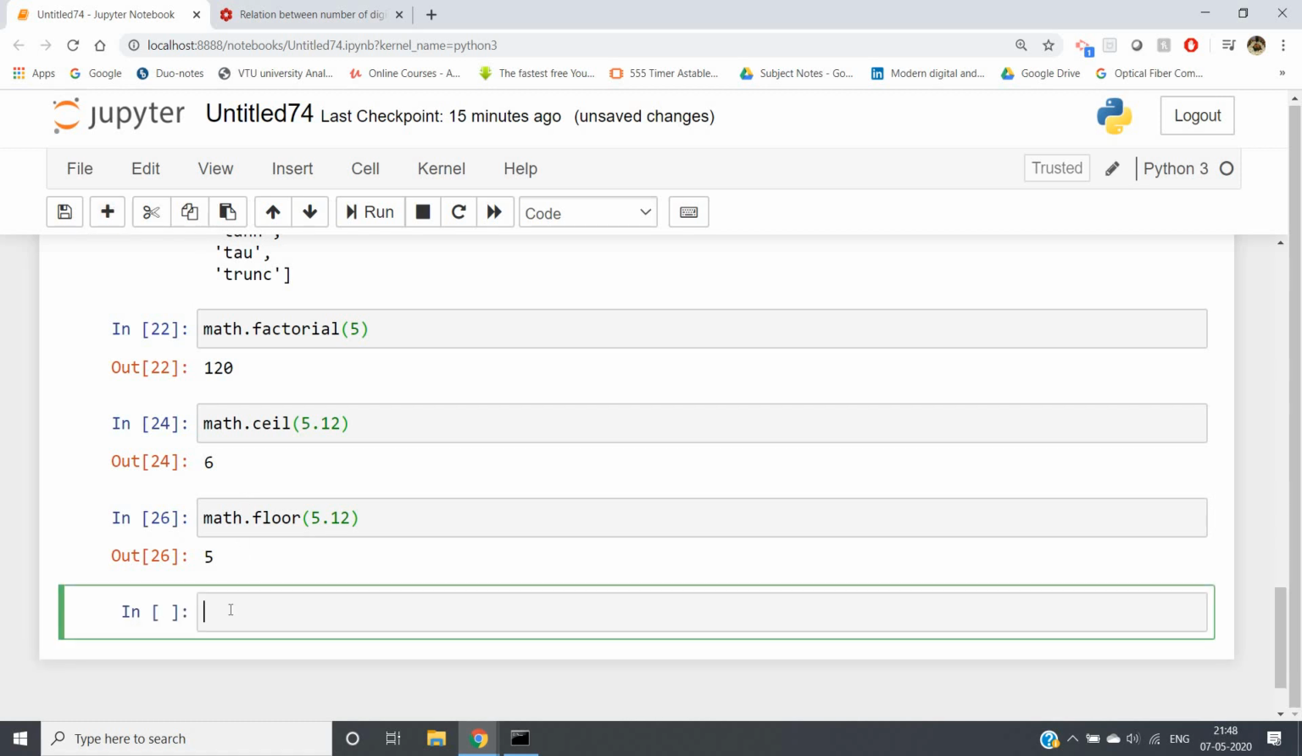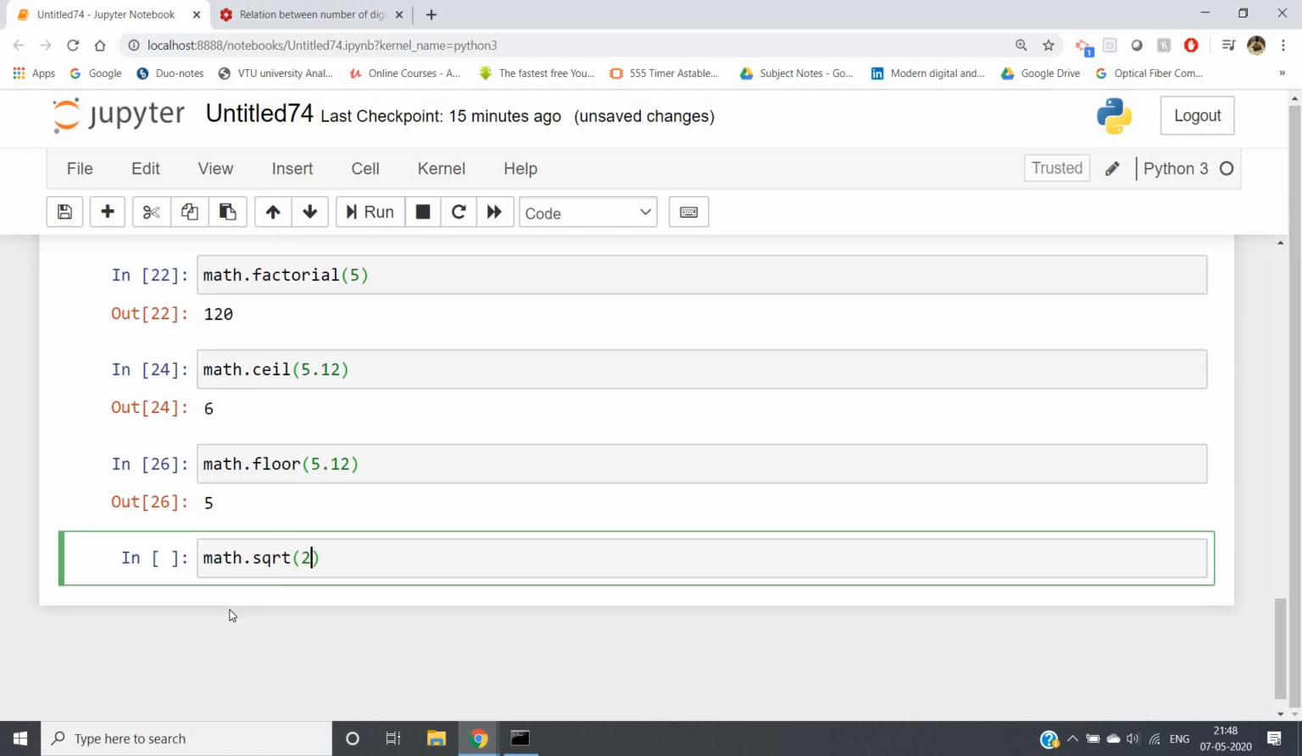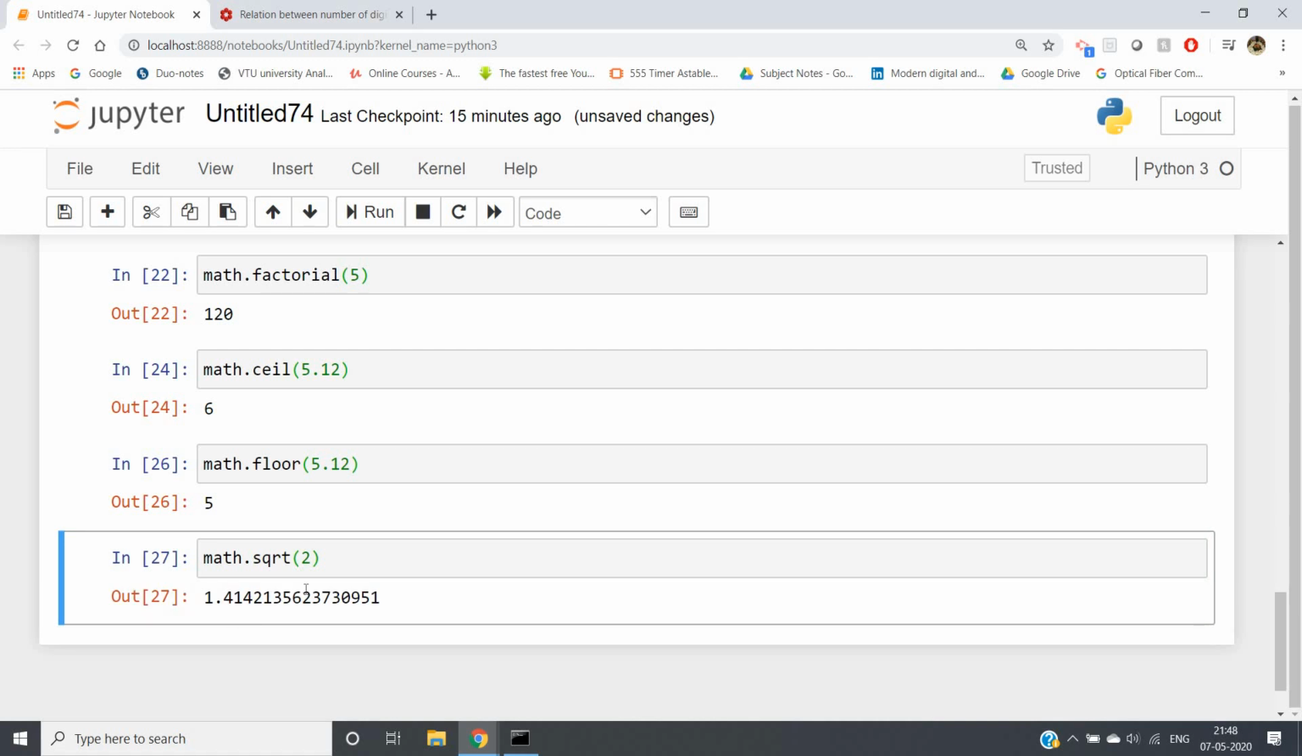Then suppose you want to get the square root, math.sqrt. Suppose I am giving 2. The square root of 2 is what? 1.414, 1.4142, some value like that you will be getting, right?